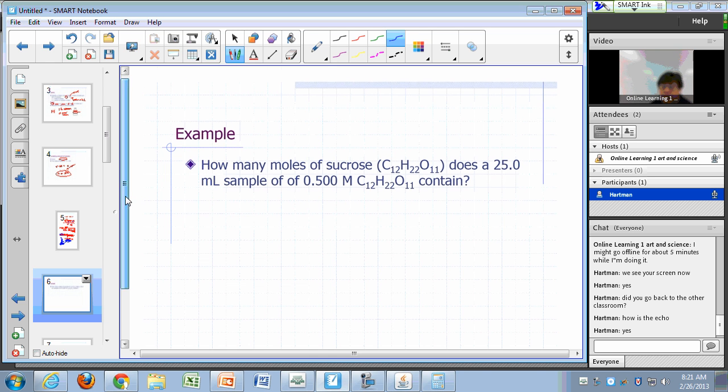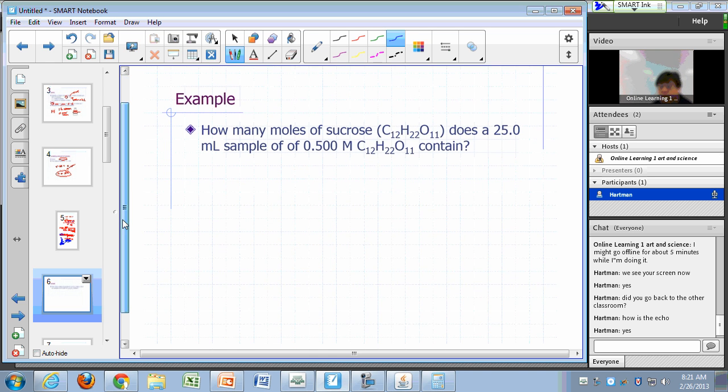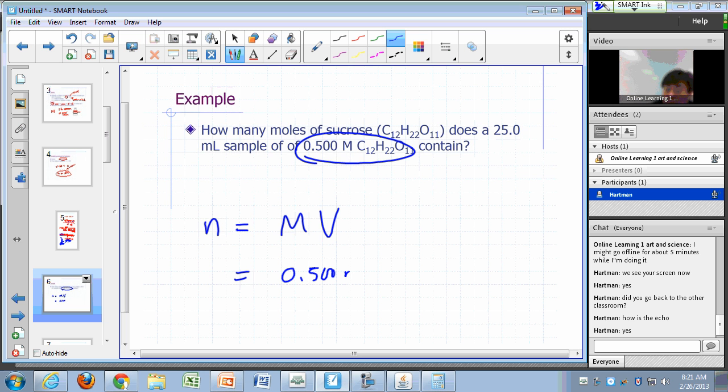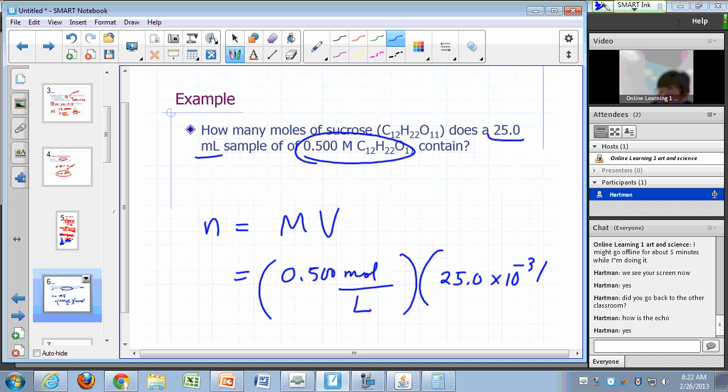Okay, so here's a question. How many moles of sucrose does a 25 milliliter sample of 0.5 molar sucrose contain? So same thing. Number of moles is molarity times volume. What's our molarity here? 0.5 moles of sucrose per liter times 25 mL. Now 25 mL, a quick way to change that to liters is to say 25.0 times 10 to the negative 3 liters.